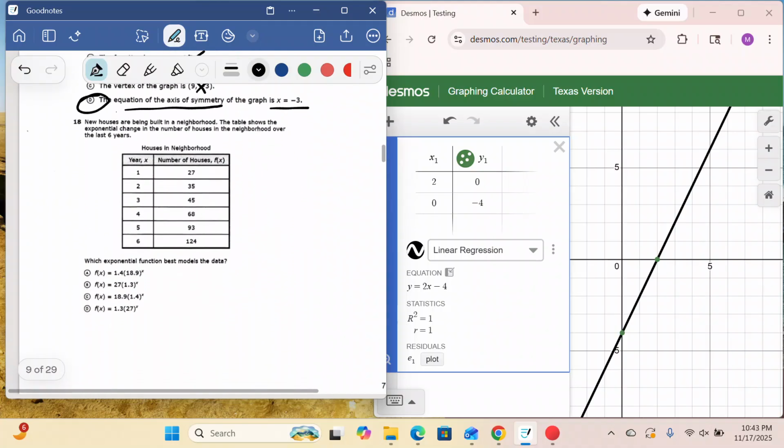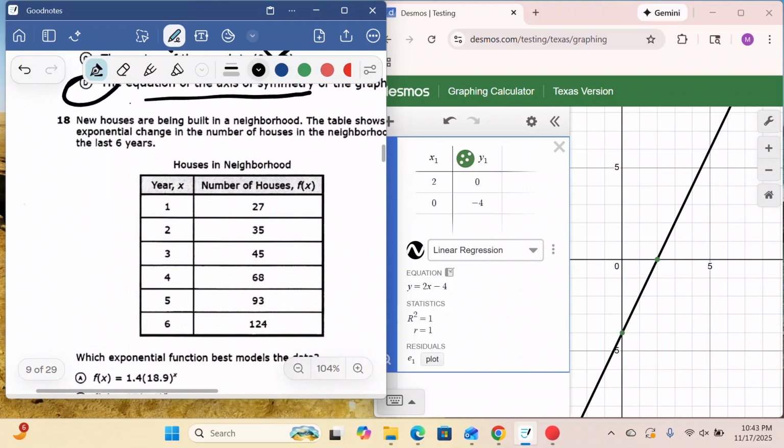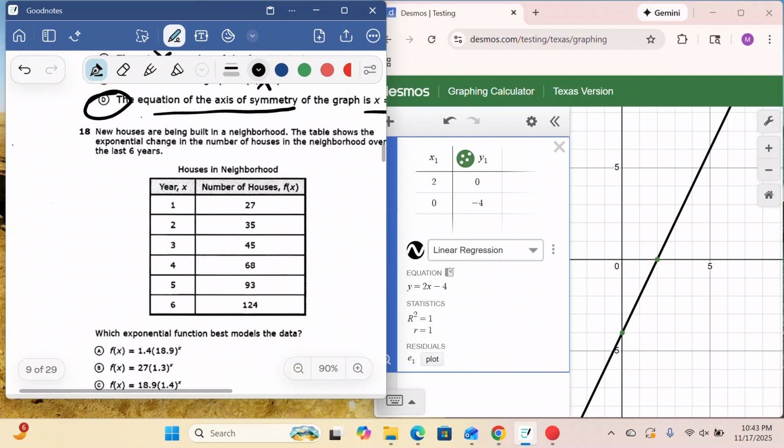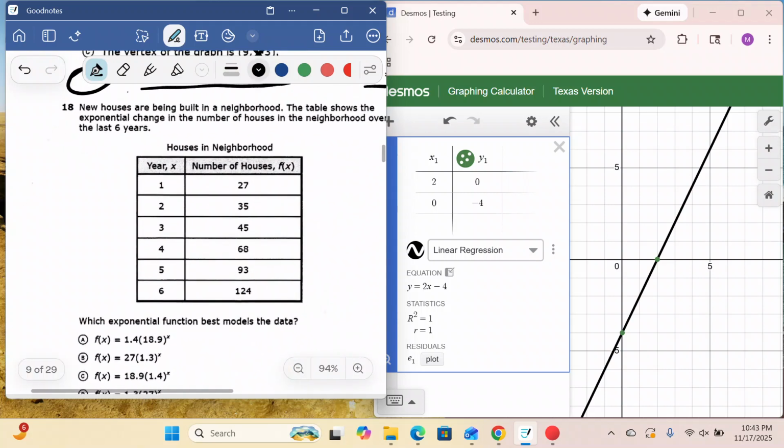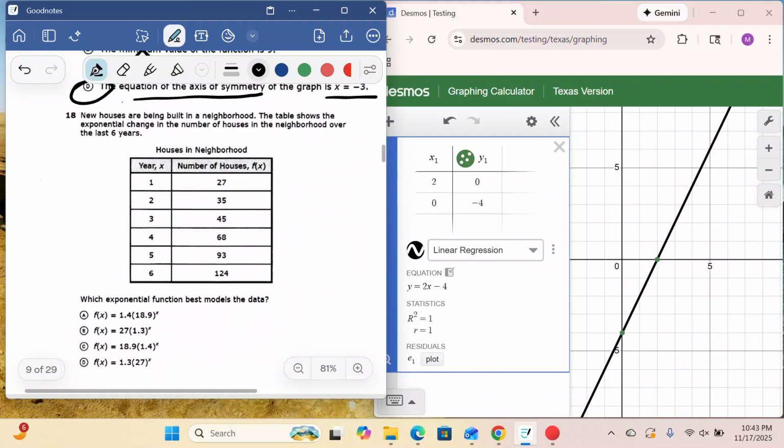So the next one that I'm going to do is this one. So this is an exponential table. I'm going to give you some time if you want to work this problem out to see if you get the correct answer. And again, all you do is input it into Desmos, and right here where it says linear regression, all I'm going to do is change it to exponential. Why? Because it says exponential change. Exponential is a small little x.